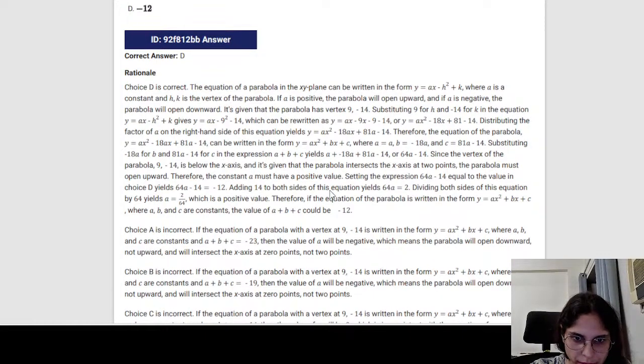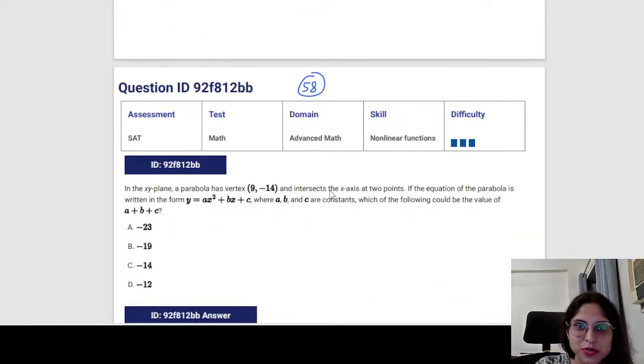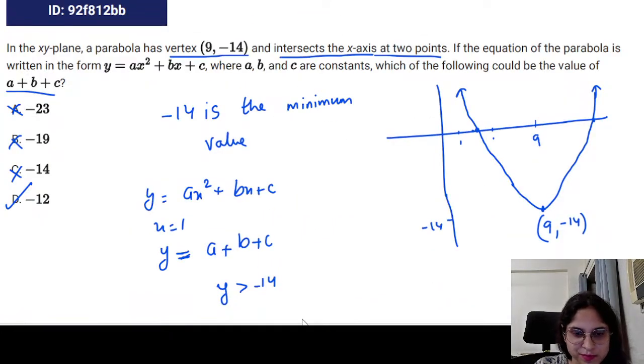Parabola must open upward. A has to be a positive value. 64A. Yeah, that is how I solved it the first time, but that's just way too much. My way is better.